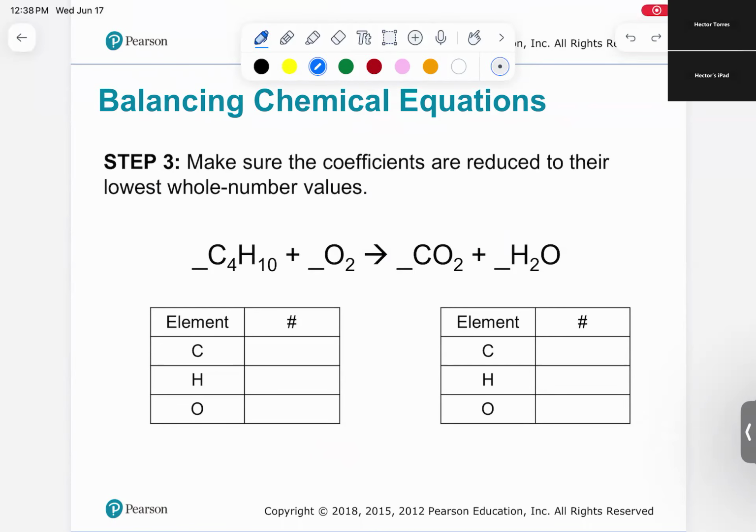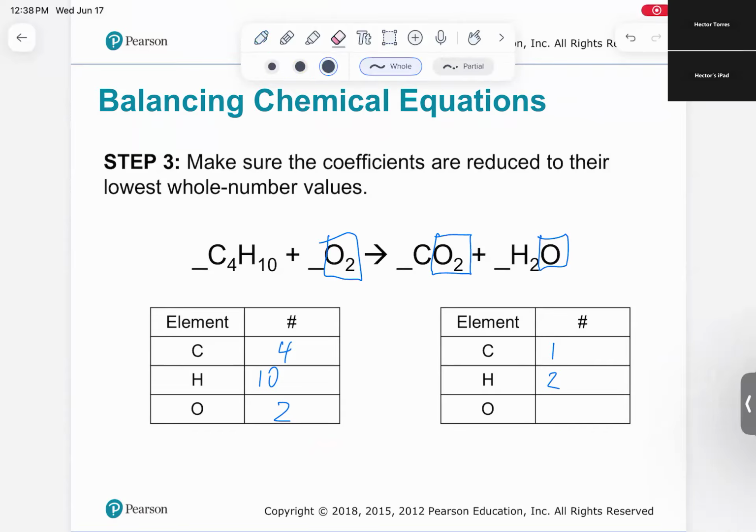So on here, I have 4 carbons, and I have 1 here. Hydrogens, I have 10. I have 2 on this side. Then oxygens, I have 2. And over here, don't forget, I have it on 2 different molecules. So I have 2 plus 1, so 3. Okay. So I think the first number I want to fix is going to be this 4. So I'm going to put a 4 here to be able to get it to be at the right number.